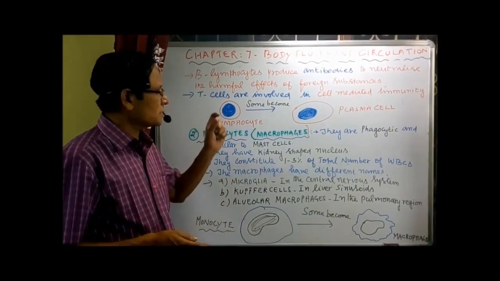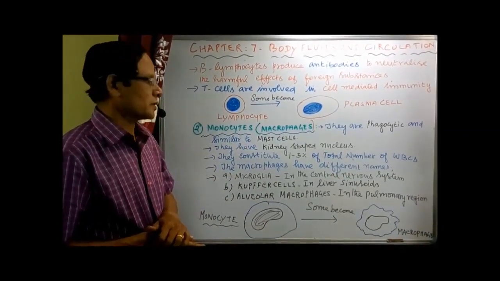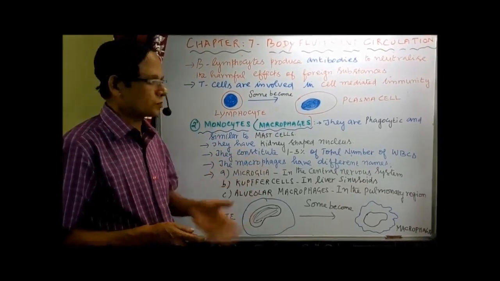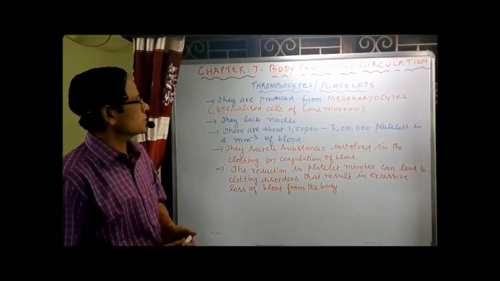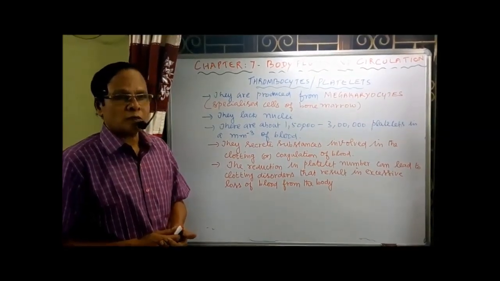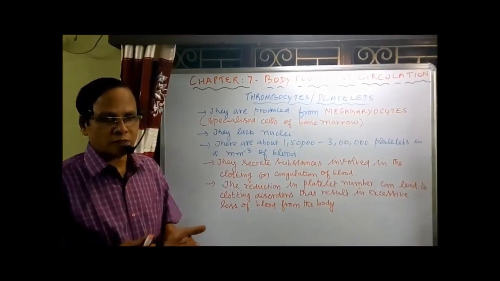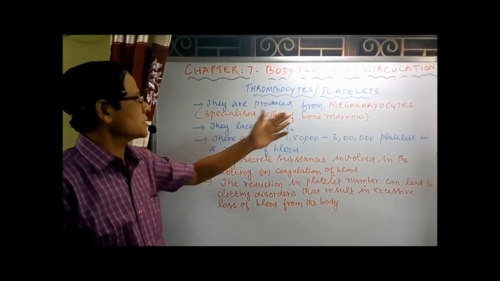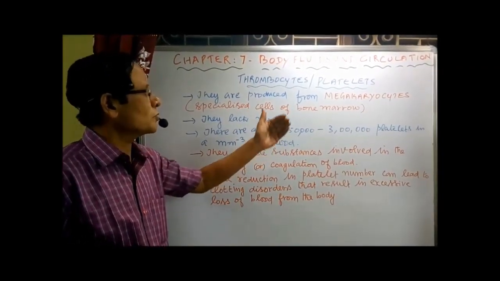And one more thing in the blood formed elements, the thrombocytes, otherwise called the platelets. A few lines only. The next one in composition of blood, thrombocytes or platelets. Normally they are produced from large nucleated cells. The cell is not large, the nucleus is large. Such cells are called megakaryocytes, a specialized type of cell found in bone marrow.